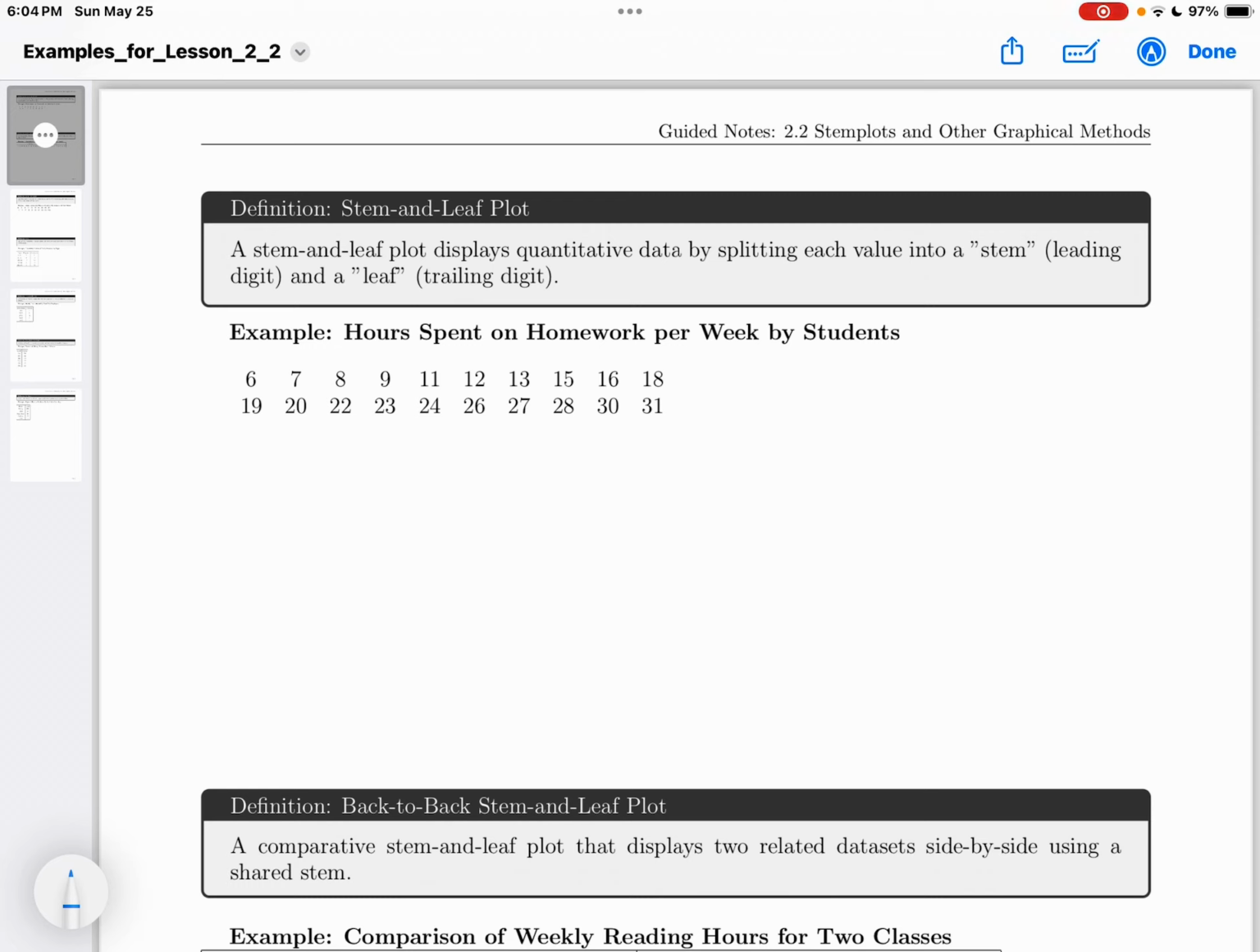All right, so when we set up a stem and leaf plot, we have the stem on the left, and we have the leaves on the right. Now, this data set is already sorted for us. It's already in order. But if you need to, I highly suggest that you put the data in order first before doing this. It's going to make it a lot easier when you create the stem and leaf plot.